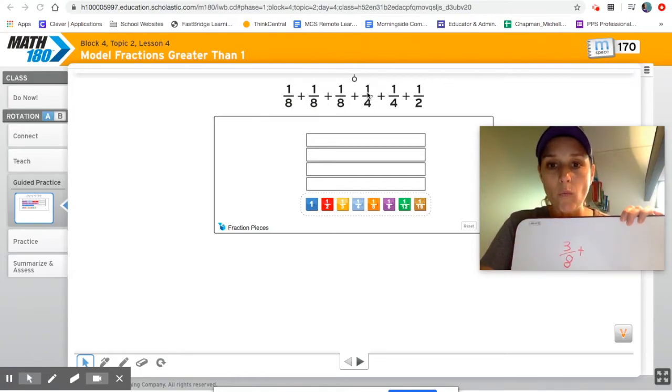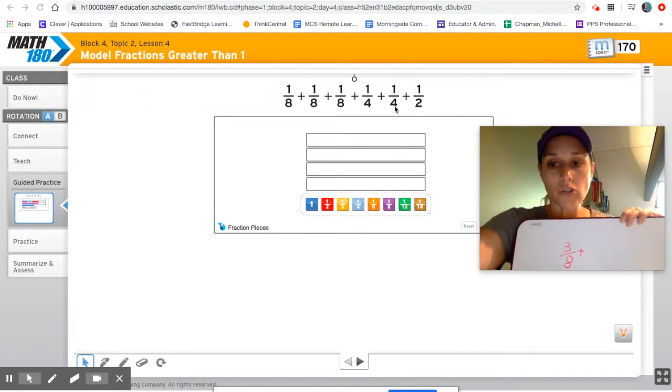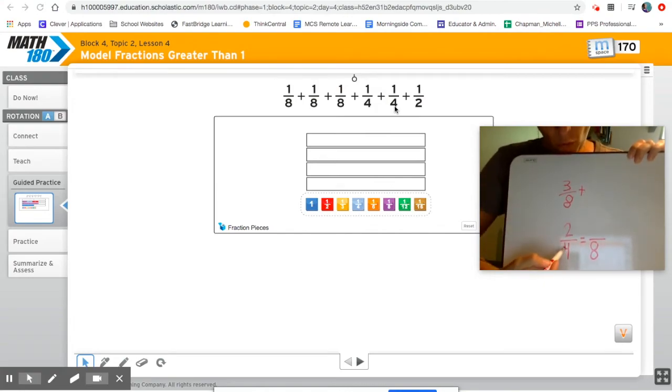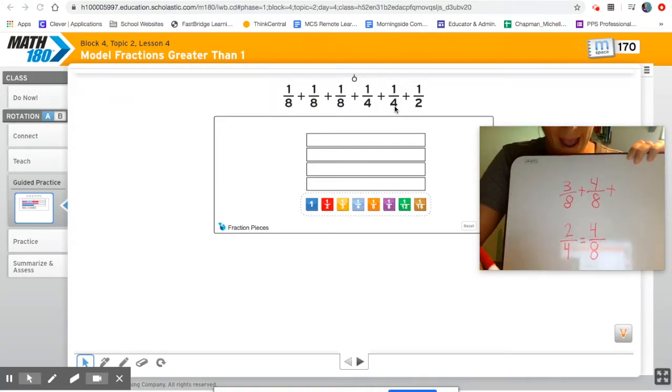Now I have to take 1/4 and 1/4, which is 2/4, and I need to find the equivalent fraction to 2/4 that has a denominator of 8. So 4 times 2 is 8. I have to multiply the numerator by the same number, so 2 times 2 is 4. And 2 4s make an 8, just like 2 2s make a 4. So this is my equivalent fraction for fourths, leaving me with my 1/2.